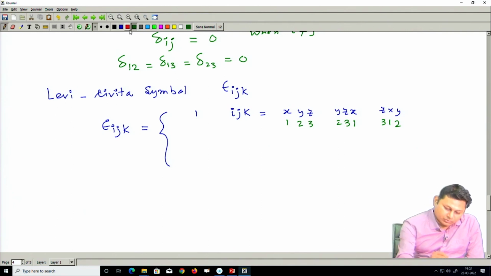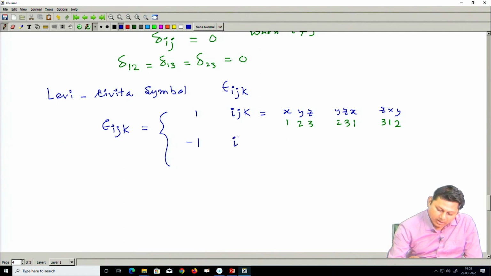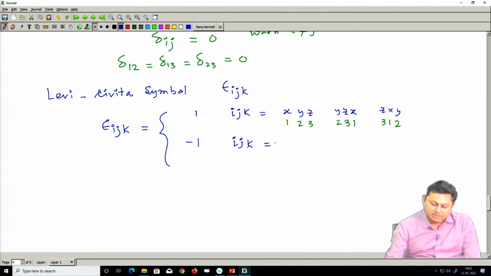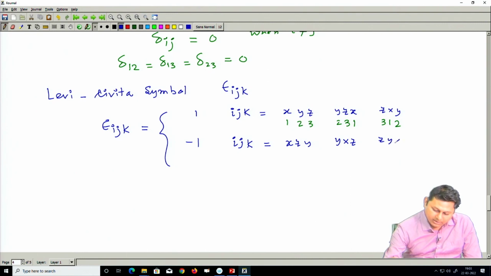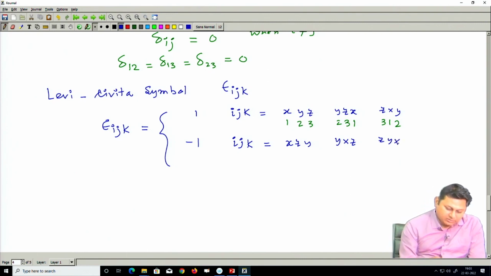This value should take -1 when i, j, k are in opposite orientation. And what is that? If it is y z x, z x y, or y x z, or z y x. So, if I draw, then things will be a little bit clear.